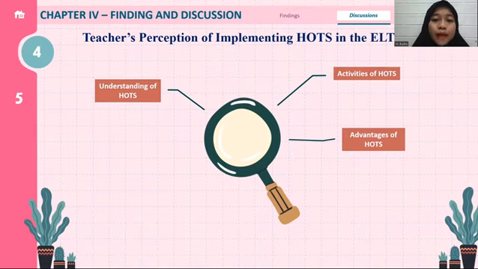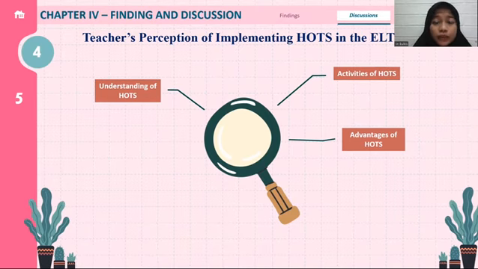This is supported by Malina's statement in 2020 that students are required to understand, manage, and create effective communication in various forms and contexts, orally or speaking, written, and multimedia, so that students are given the opportunity to use their abilities in interpreting their ideas, both when discussing with friends and solving problems from the teacher. And the last one is advantages of HOTS.